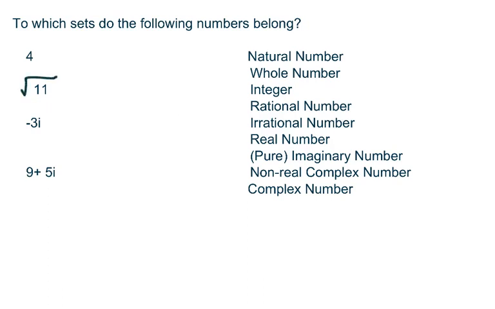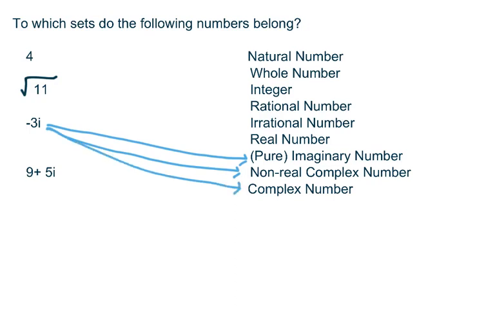Negative 3i. That is not a natural number. It's not a whole number. It's not an integer, not a rational number, not an irrational number. It's not a real number. It is, however, a pure imaginary number. The word pure can be left off. It's an imaginary number. It is a non-real, because it's not a real number. It is a complex number. It's a non-real complex number, and more generally than that, it just is a complex number. The non-real complex numbers just exclude the real numbers. So that fits.